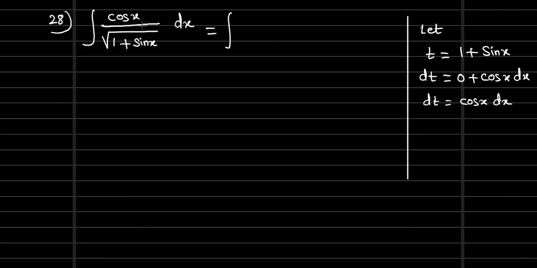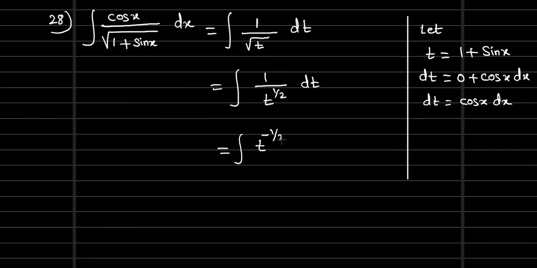So integral cos x. So cos x dx is what? The product of cos x dx, this part together, is dt. So removing that and writing only dt, nothing will be present now. 1 by 1 plus sin x is what? t. So root t. So basically the square root is what? Power 1 by 2. So now this power 1 by 2, we can take to the numerator. So what happens? In the power, you will have a negative sign.